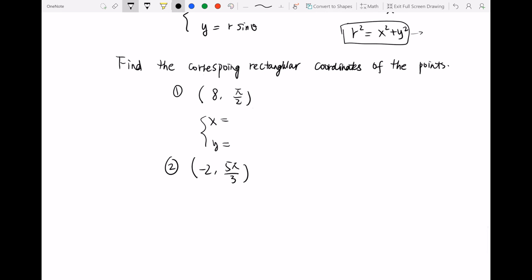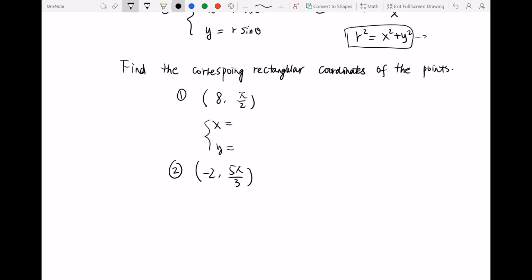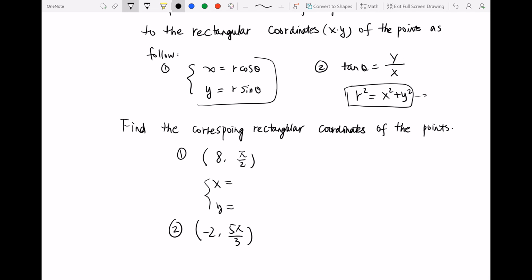Oh, this is corresponding coordinates of the point. This is the polar coordinates. We're looking for x and y. We're using this formula. You see, this is r, the radius, and this is theta, the angle. We just need to plug it into here, and we'll find x and y.